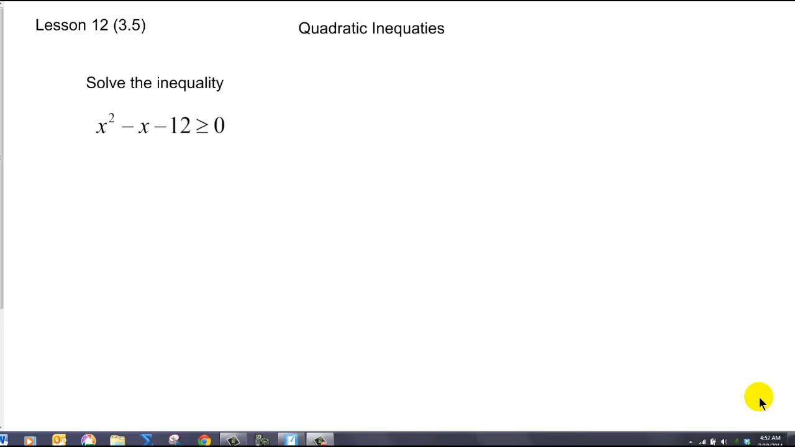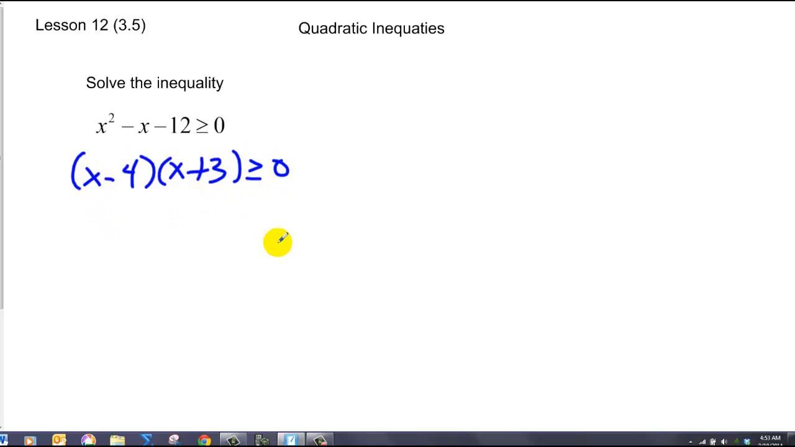Today we solve quadratic inequalities, which are much like solving regular quadratic equalities, where we set it equal to 0 and then factor. Now if we look at this example, it's already set up in a format where we've basically got our quadratic isolated to one side, greater than or equal to 0. If we factor that, we get x minus 4, x plus 3 is greater than or equal to 0.